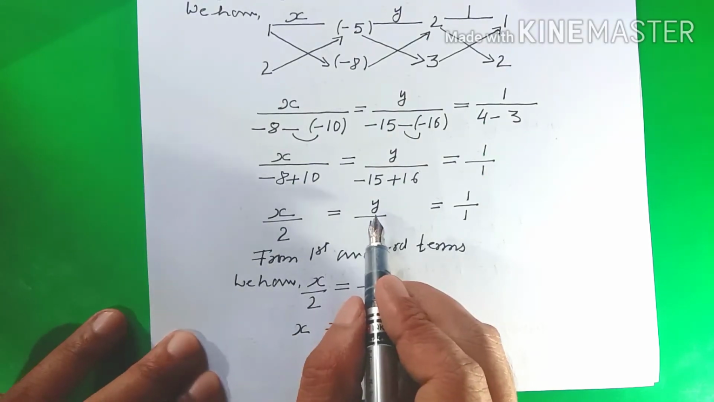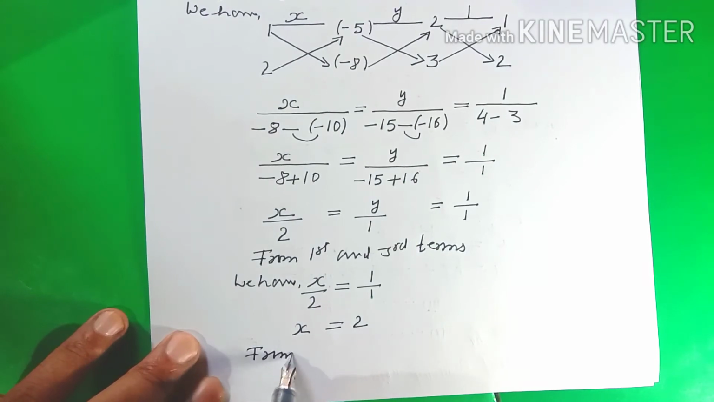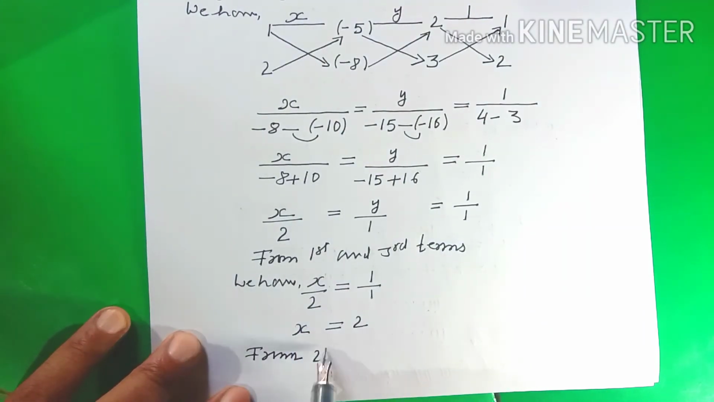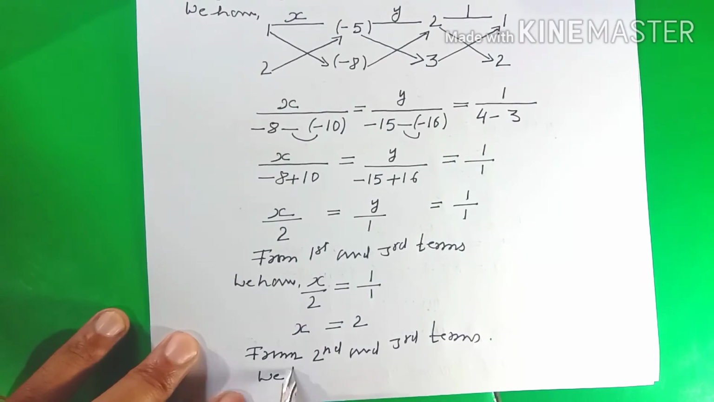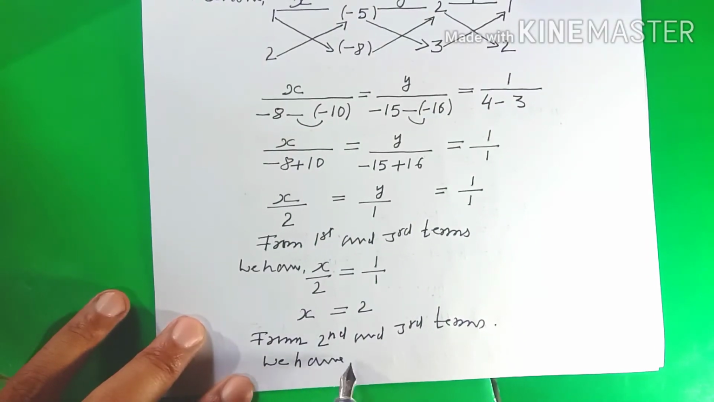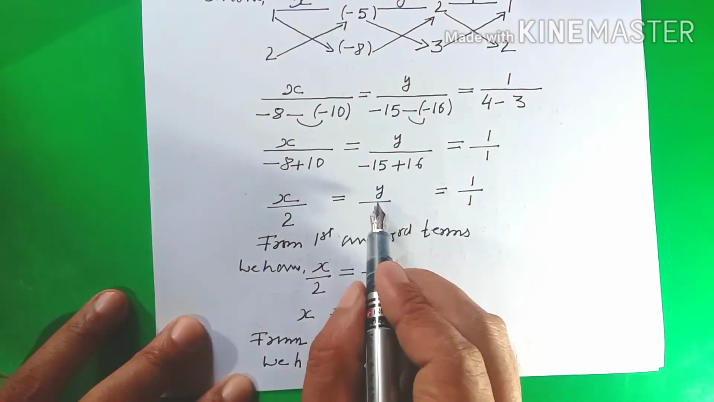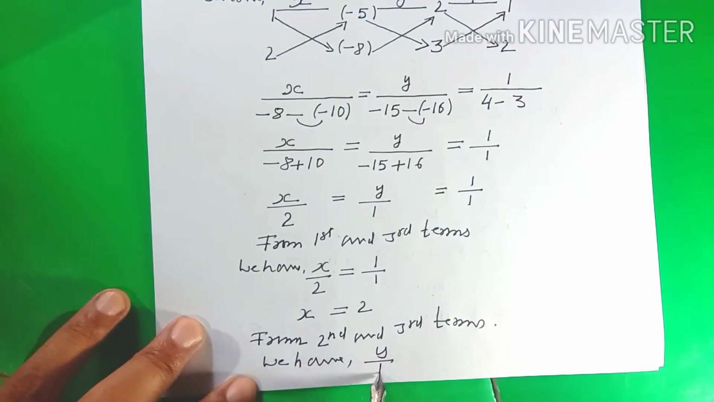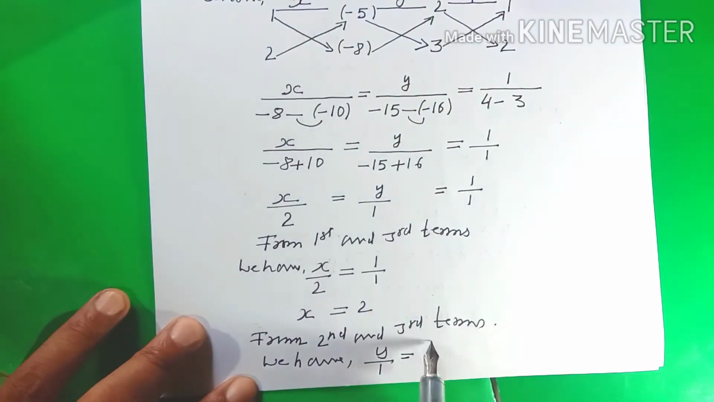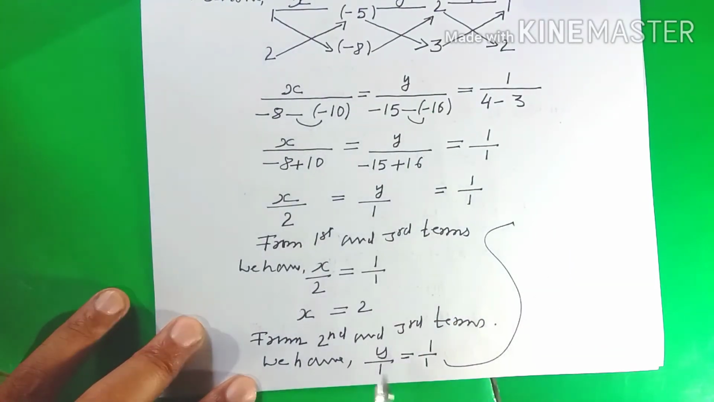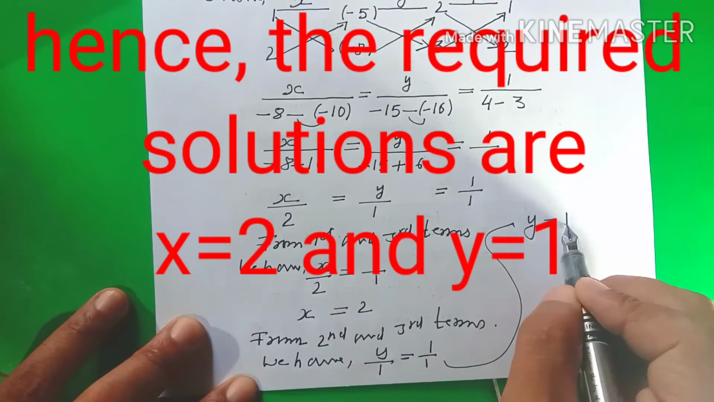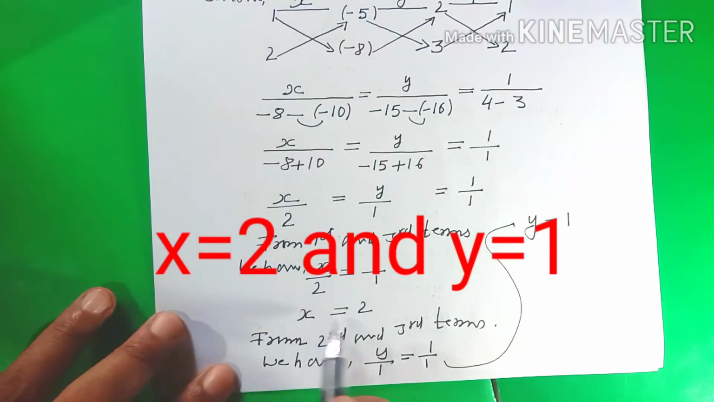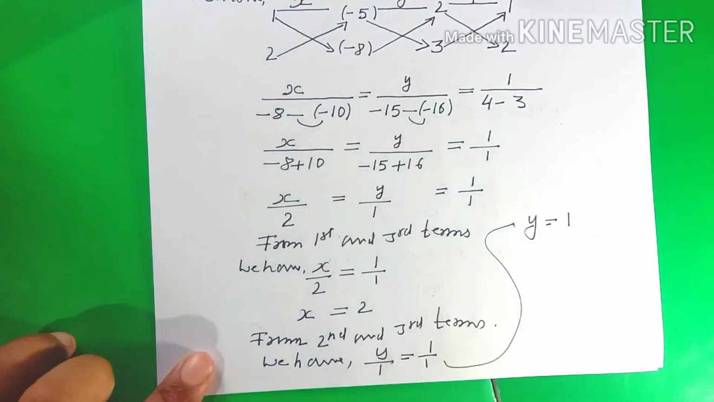Now to get the value of y, we repeat the same step, from the second and third terms. The second term is y by 1, so y divided by 1 equals the third term 1 upon 1. Now take a cross multiplication: y equals 1 into 1, which is 1. Hence the solution is x equals 2 and y equals 1.